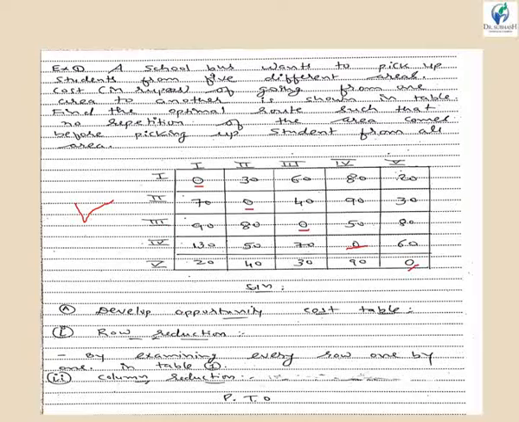The first step will remain the same as we had solved for all the other examples related to the assignment problem. So the first step is to develop an opportunity cost table. The first sub-step for developing the opportunity cost table is row reduction. We will examine each and every row one by one as we did in our previous lectures, complete the row reduction, and develop a new table. Then the second sub-step is column reduction.